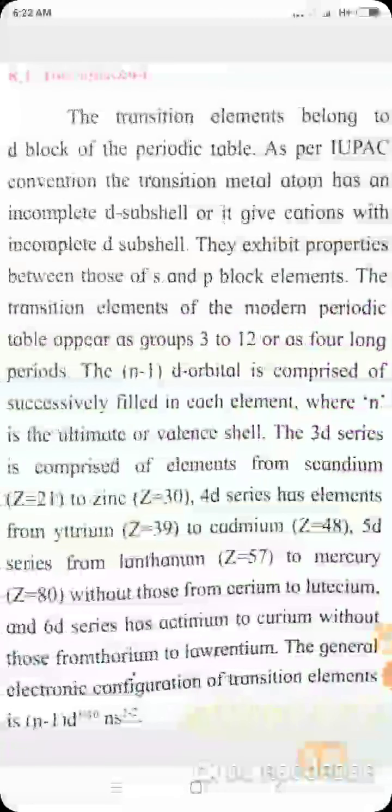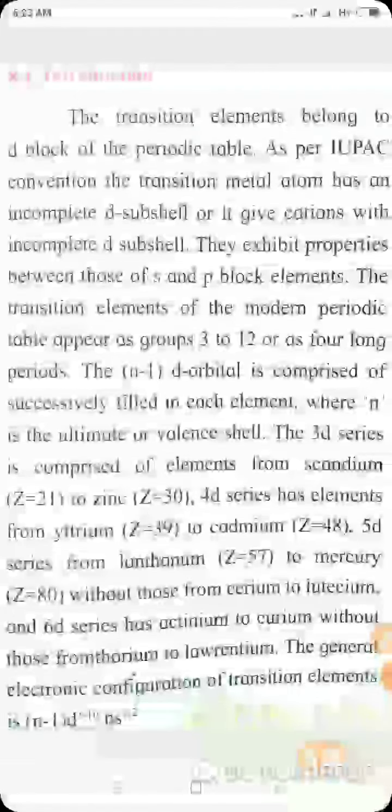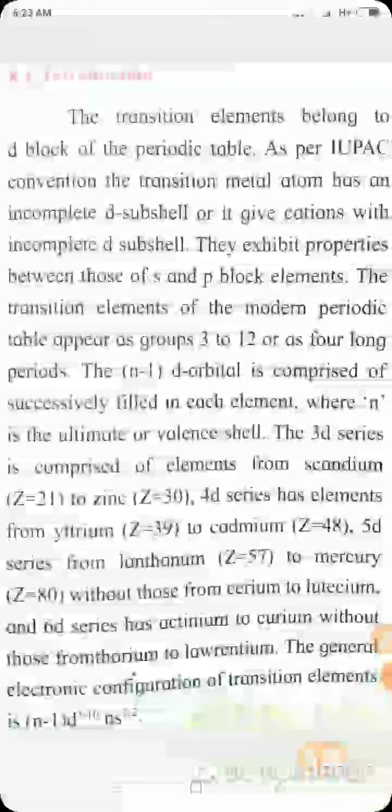Now see, in the 3d series, the elements are present from scandium, having Z, which stands for the atomic number, 21, to zinc having atomic number 30. The 4d series has elements from yttrium, Z equal to 39, to cadmium, Z equal to 48, meaning atomic number 48.